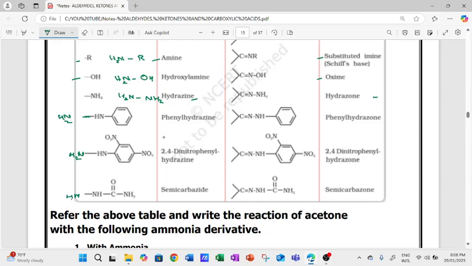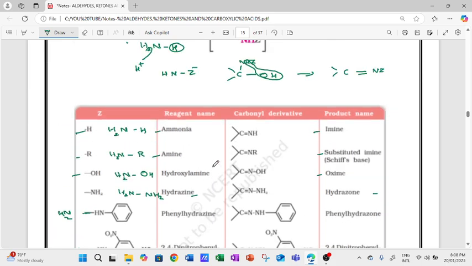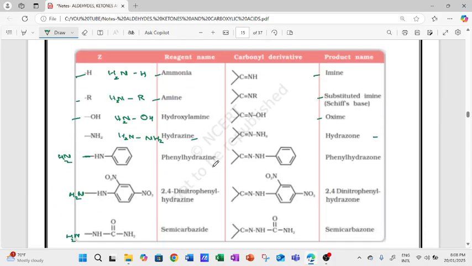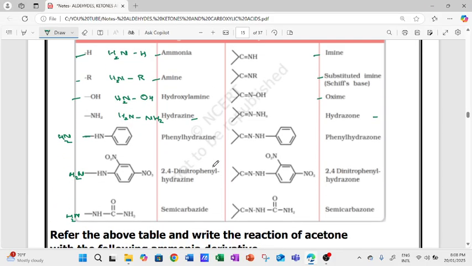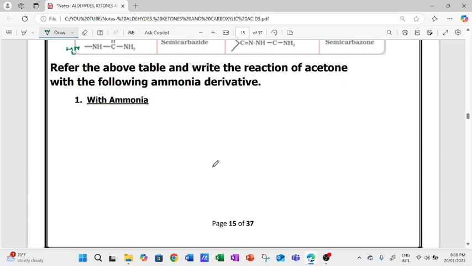Semicarbazide is NH2NHC double bond O NH2. So you must study the structural representation of all these reagents so that the product can be written easily. Learn in this way: NH2Z is the common form, and Z can be replaced by various substituents. Learn in that way, then you will be able to memorize all these reactions. So I'll show you the reaction with ammonia, with C double bond O.